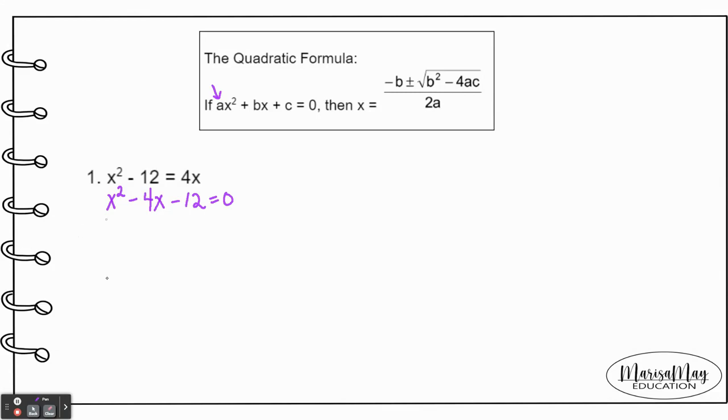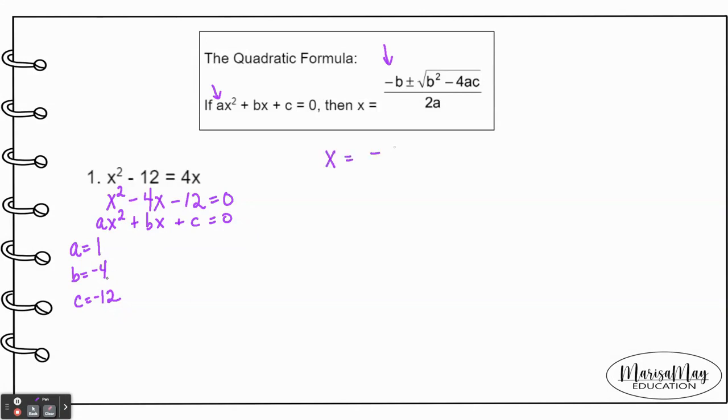And then we're going to have to use our A, B, and C values. So I think it's beneficial for us to go ahead and write those out. So my A value here is 1, my B value is -4, and my C value is -12. Now we're going to make those substitutions into the quadratic formula.